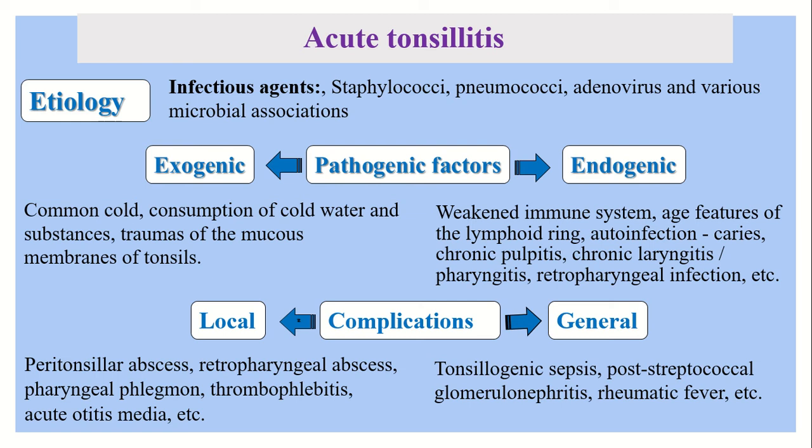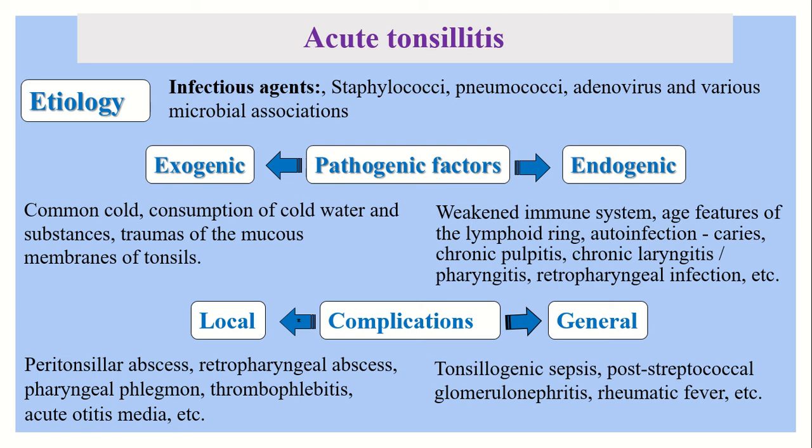Pathogenetic factors are divided into two parts, exogenic and endogenic. The exogenic factors are the common cold, the consumption of cold water and substances, and traumas of the mucous membranes of the tonsils. The endogenic ones may be a weakened immune system, age features of the lymphoid ring, and autoinfection such as caries, chronic pulpitis, chronic laryngitis, chronic pharyngitis, retropharyngeal infection, and so on.